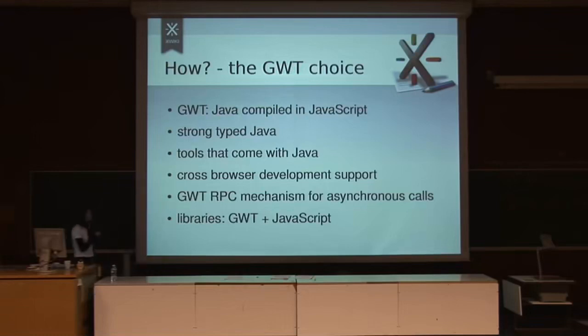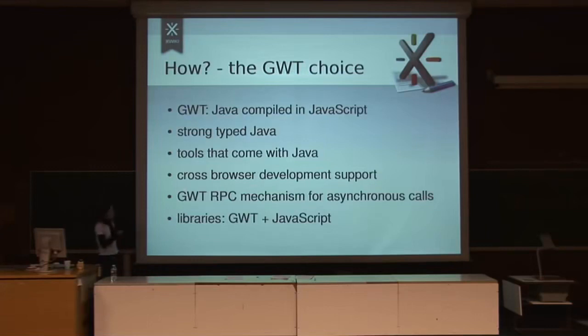This is very nice because you have all the advantages of the Java language. You have the strong-typed Java, which gives you errors at compile time and not at runtime, which can be very important. You have all the tools that come with Java, IDEs, build tools such as Maven, and test tools such as JUnit test cases or JUnit test suites.